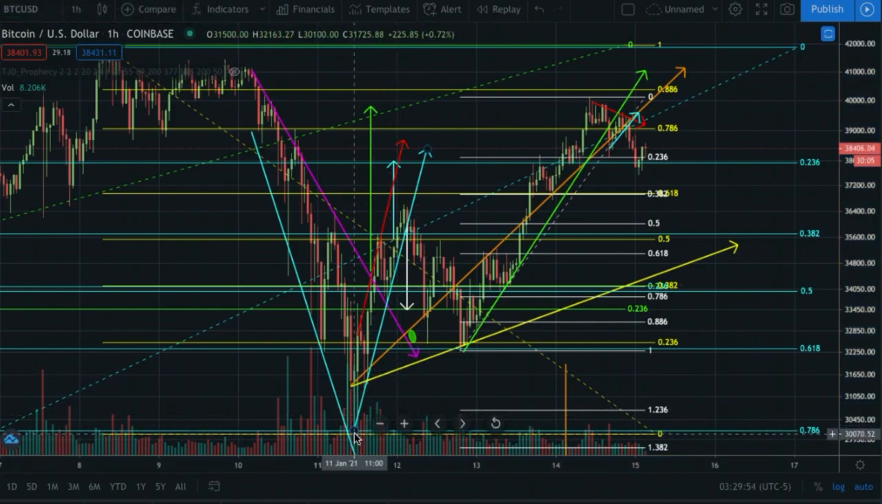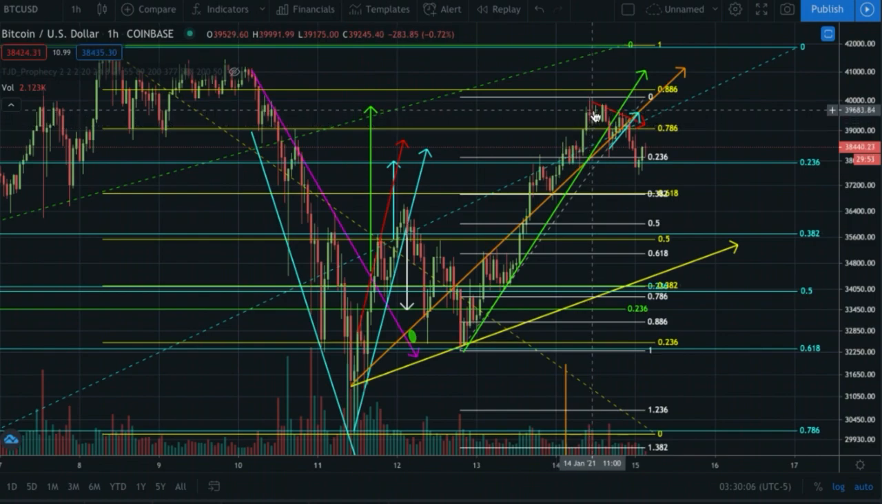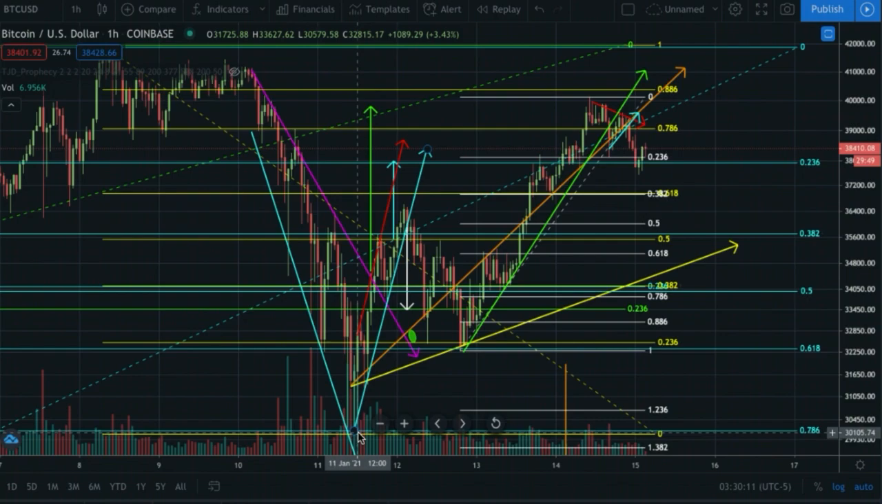And when we bounced off that 786, we came up to the 382, came back down to the 618 perfectly, went all the way up, topped out at the 236, consolidated, and then broke through it. So we came down to the 786 on the bullish fib retracement of that previous wave.